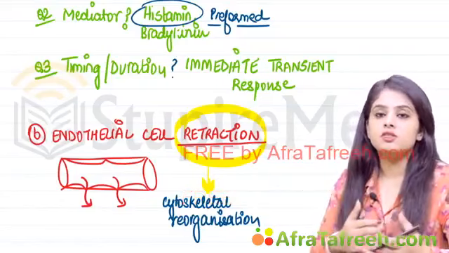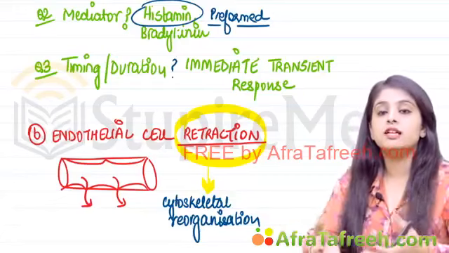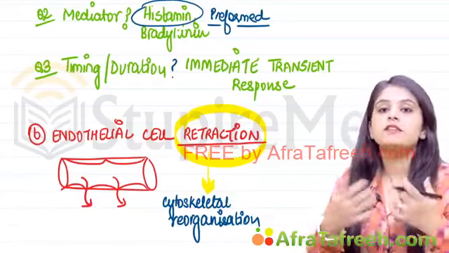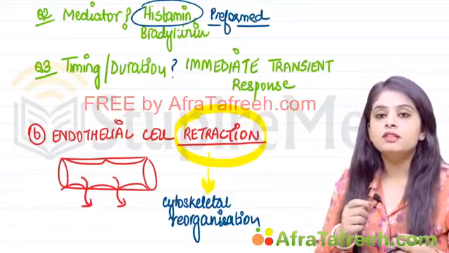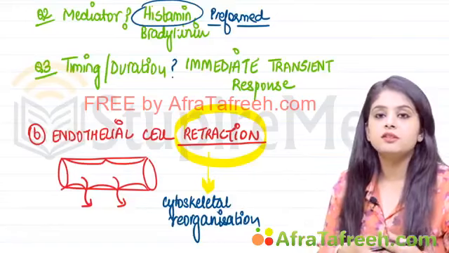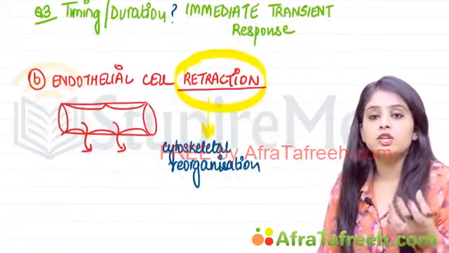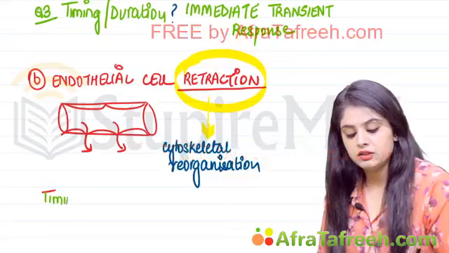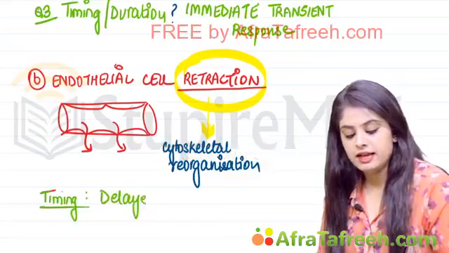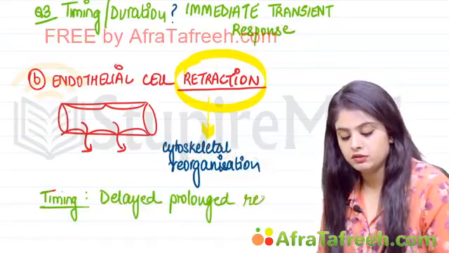Also, once it is changed, for this cell to come back to its normal once inflammation is over, the framework has to change back to normal. That is also going to take time. So will this be an immediate transient response? No. Because this is going to happen because of changes in the framework, remember that the duration of this particular response is delayed and prolonged. This is a delayed, prolonged response.